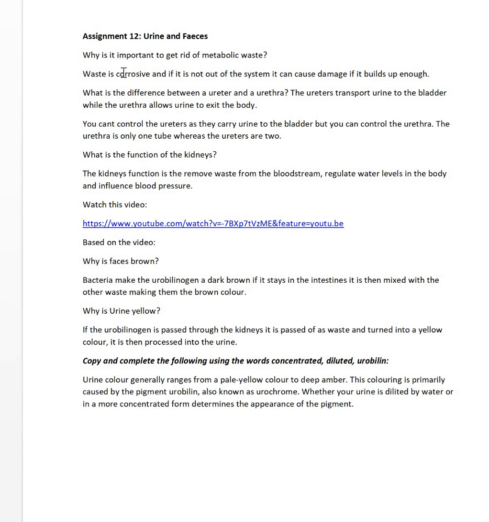The difference between the ureter and the urethra: the ureter is the tube that connects the kidney to the bladder, and the urethra is the tube that connects the bladder to the outside of the body. They will both carry urine, but the urethra will take that urine outside of the body, and the ureter will take that urine from the kidney to the bladder. You can't control the ureter as they carry urine to the bladder, but you can control the urethra. Yeah, broadly.